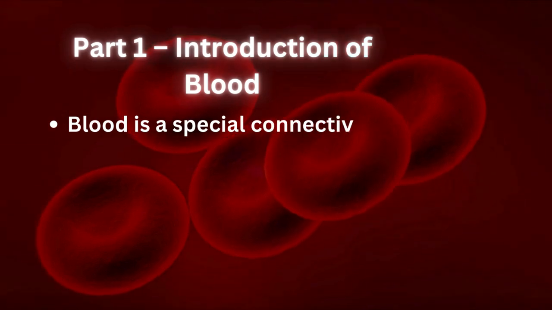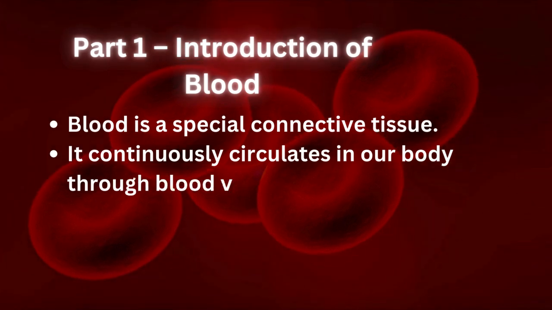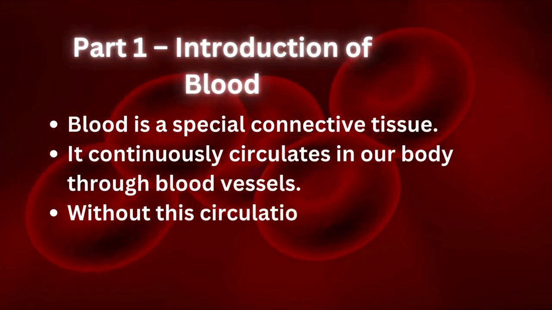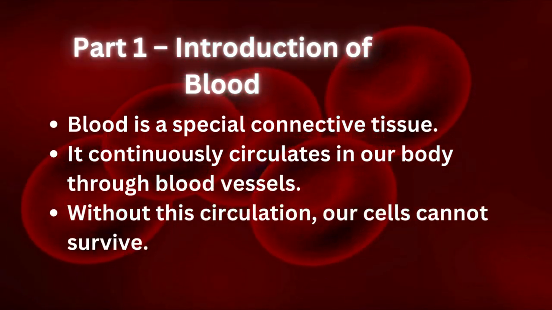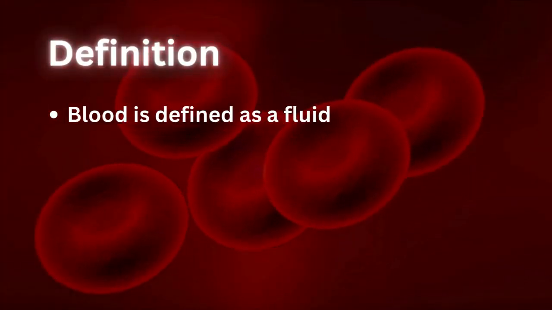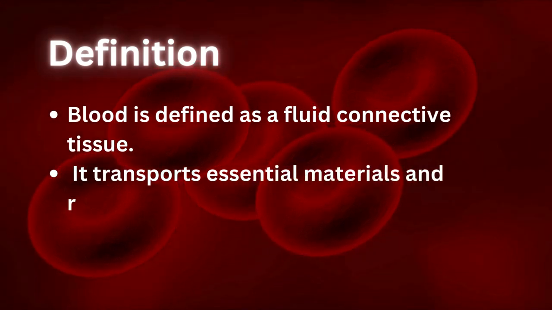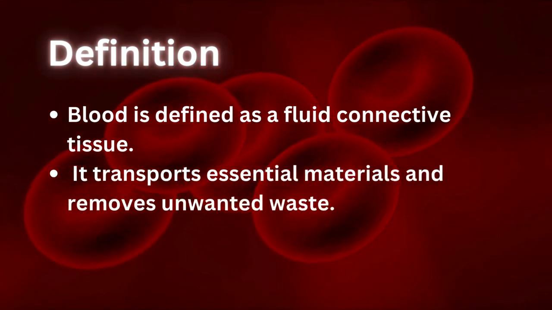Blood is a special connective tissue. It continuously circulates in our body through blood vessels. Without this circulation, our cells cannot survive. Blood is defined as a fluid connective tissue. It transports essential materials and removes unwanted waste.